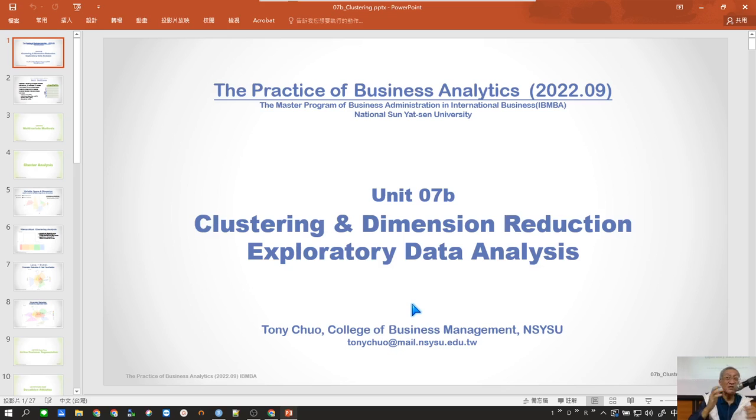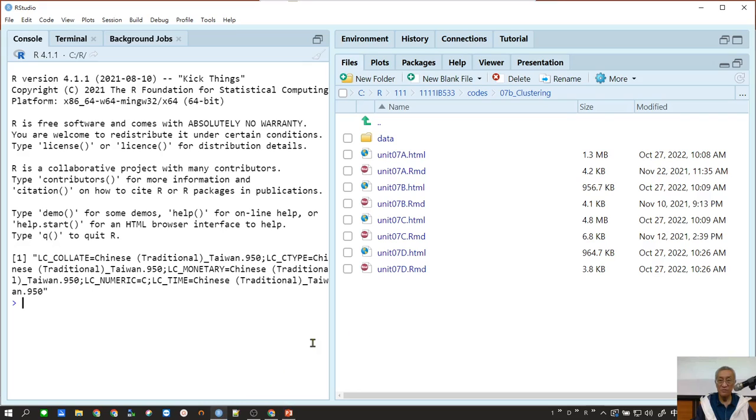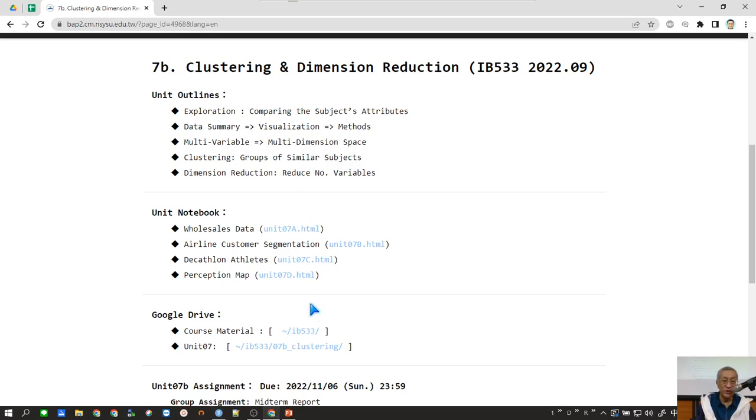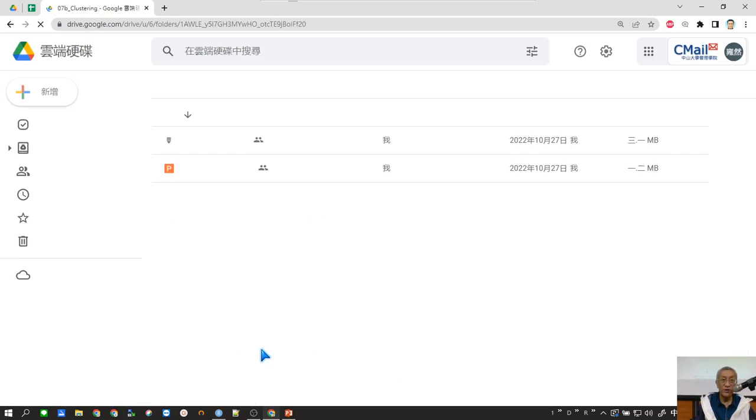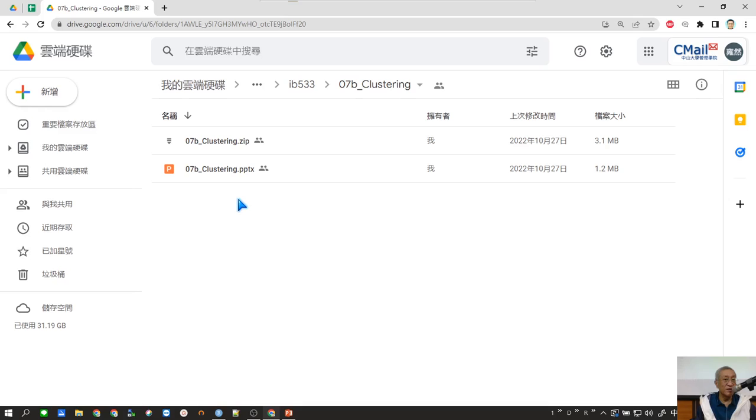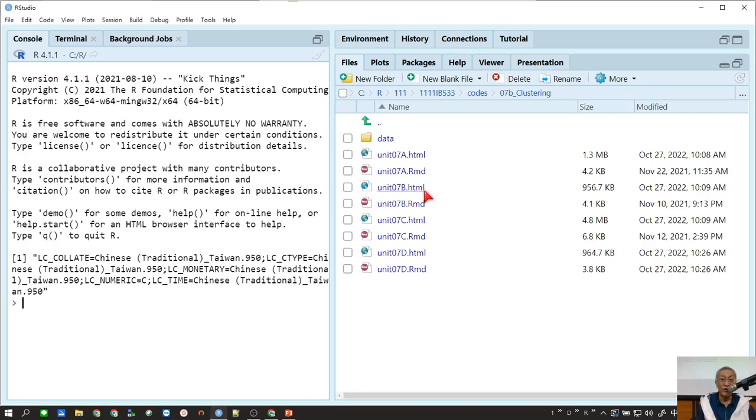Okay, so let's look at a real example, and it will give us a better idea about what is clustering and what is dimension reduction. Now, if you go to the folder, you'll see two files. The first one is the PowerPoint, and the second one is the zip file. If you unzip the file, you will see there will be four notebooks today. I may only have time to go through 3 of them, but I believe that will be enough.